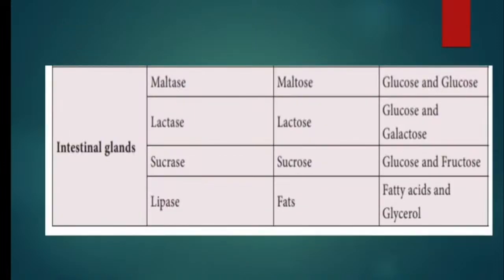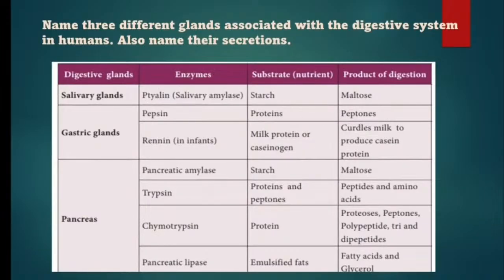Okay. So then the next one is intestinal glands. They secrete maltase, which converts maltose to glucose. Then lactase, which converts lactose to glucose and galactose. Sucrase converts sucrose to glucose and fructose. And lipase converts fats to fatty acids and glycerol. Alright, so I have given four glands. You can write whichever you want, but it's better you mention the ones given in your NCERT, that is salivary, gastric and pancreas.